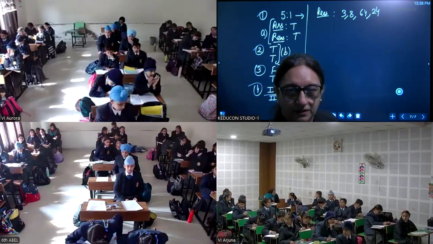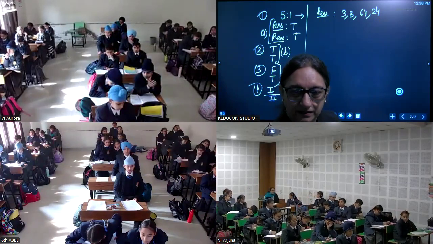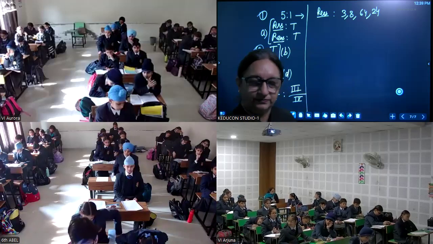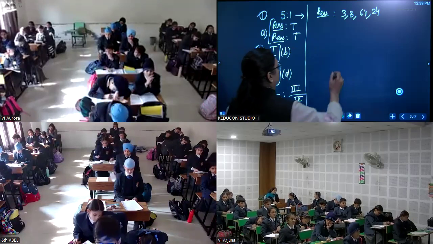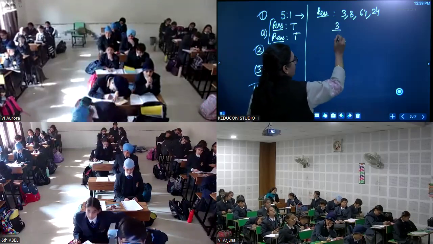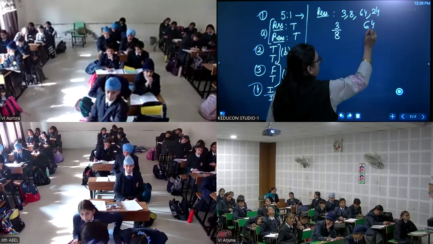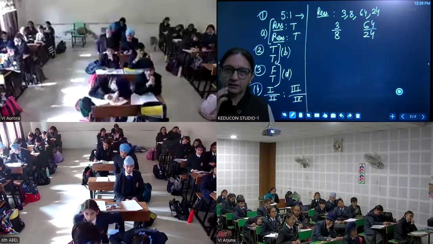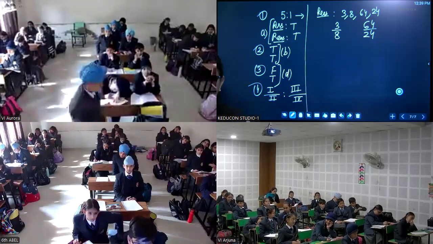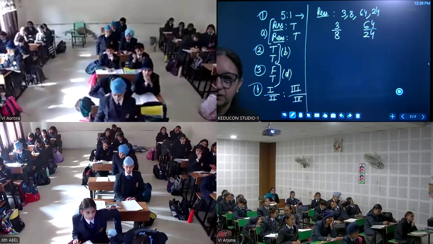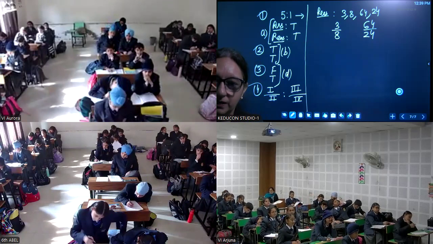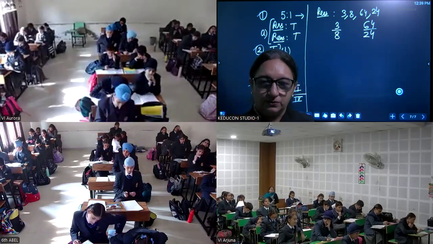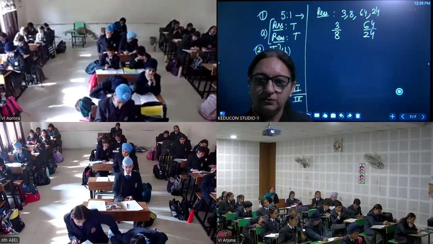No. They are not in proportion. What did you check in this? Because when we write 3 by 8 and 64 by 24, it is not in proportion because they are not equivalent. Fractions are not equivalent. That's why they are not in ratio. They are not equivalent ratios.